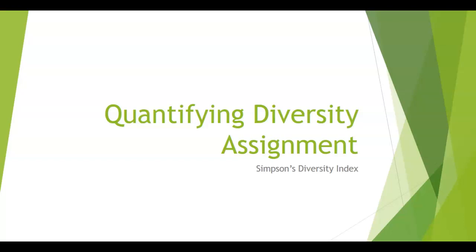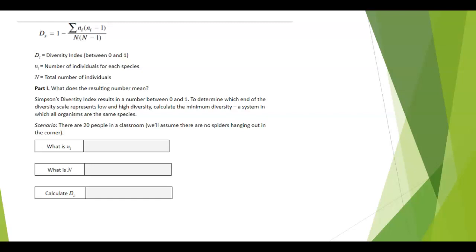This video is to help you work through the Quantifying Diversity assignment using the Simpson's Diversity Index. First of all, what is the Simpson's Diversity Index? It is a way that we can use math to figure out how diverse an environment is. The diversity index is a number between 0 and 1, so it's a decimal. The closer you get to 1, the more diversity you have. And that's good. We want a number closer to 1 because more diverse environments are going to be healthier environments.